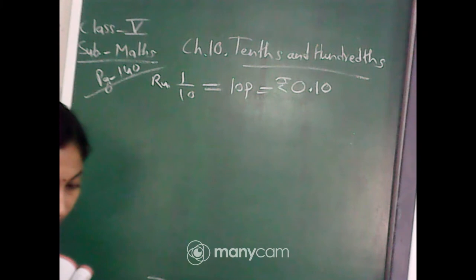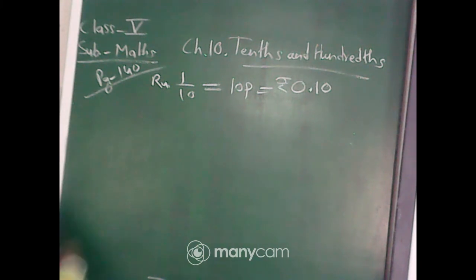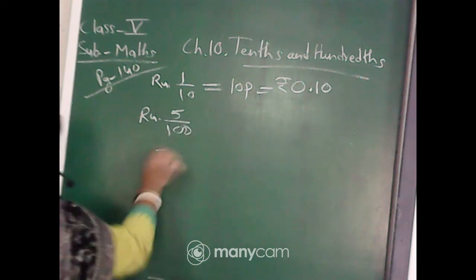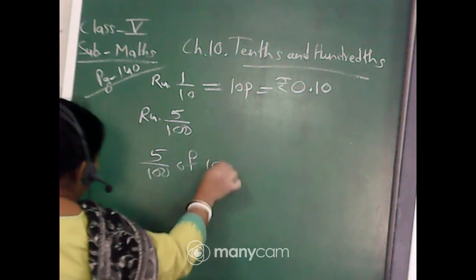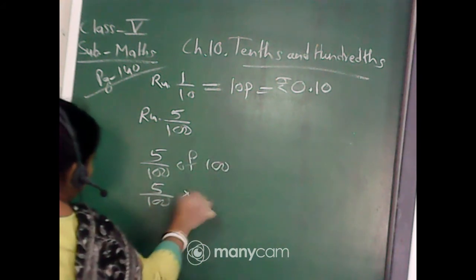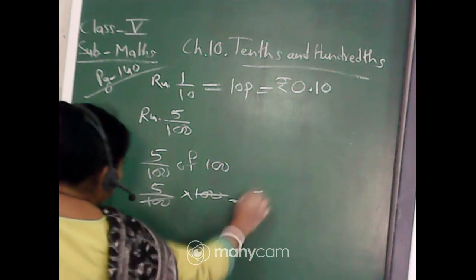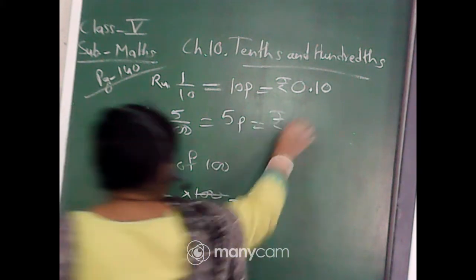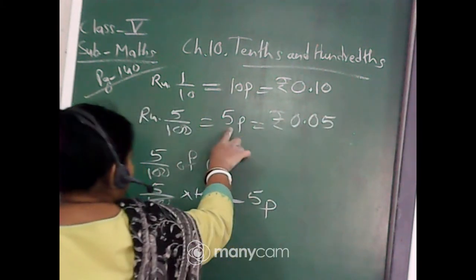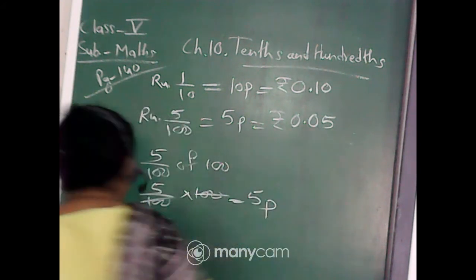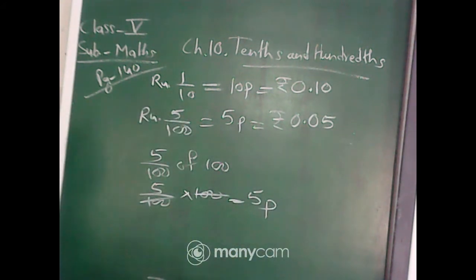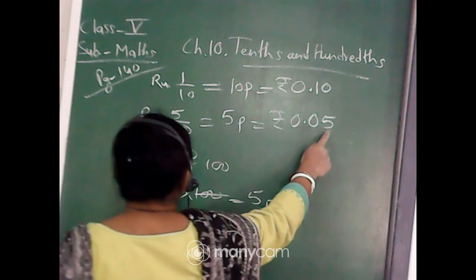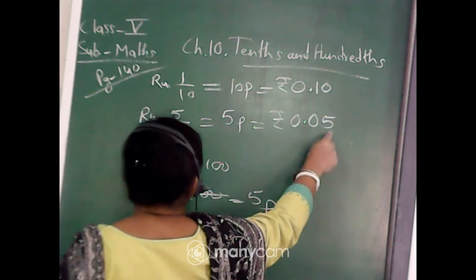Similarly, find for the next one. Rupee 5 by 100. The same way you will find 5 by 100 of 100 paise. So 5 by 100 into 100, that means 100 100 cancel. What is left? 5 paise is left. So here you will write 5 paise, and in rupees you will write 0.05. Since it is only 5 paise, you have to mention 0.05. Clear? Not 0.50. If you write 5 here, it will be 50 paise. But it is only 5 paise. That's why we have to mention 0.0 and then the digit.